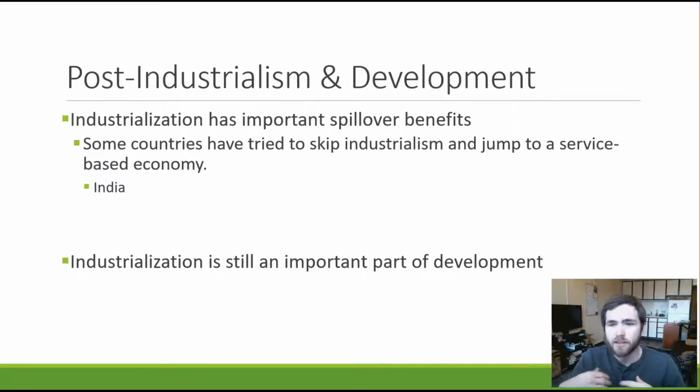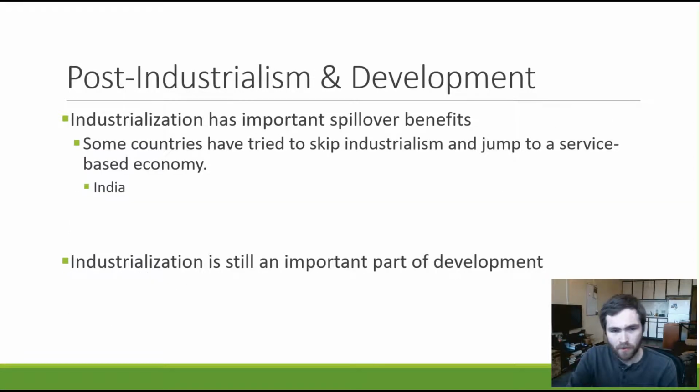And so this has led to the idea that some developing economies could simply skip industrialization and jump directly to a service-based and knowledge-based economy. But industrialization has important spillover benefits. It creates knowledge bases, and it creates networks that we've talked about previously in the course, and ancillary industries that are really important for economies to develop. And so some of the countries that have tried to skip industrialism and go straight to a service and knowledge-based economy, such as India, have not been as successful as those countries that have taken the more traditional industrial path. So industrialization is still an important part of development, at least it seems so.